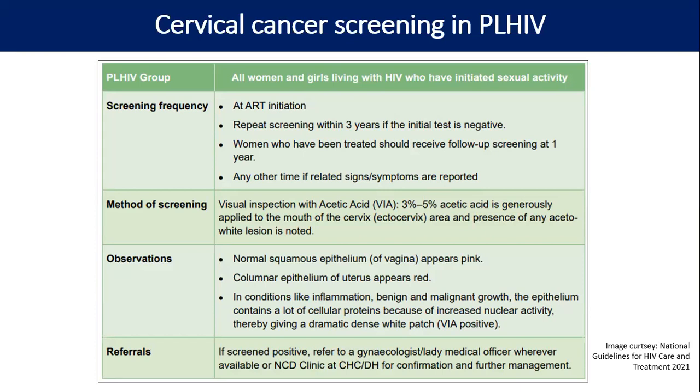Method of screening is VIA. That is visual inspection with acetic acid, 3 to 5%. And the observations that are possible with VIA: normal squamous epithelium of the vagina appears pink, while columnar epithelium of the uterus appears red, and there are conditions like inflammation, benign or malignant growth. The epithelium contains a lot of cellular proteins because of increased nuclear activity, and there is a dense white patch. And in those cases, we need to refer them to a gynecologist or lady medical officer wherever available, or to the NCD clinic at CHC and district hospital for confirmation and further management.